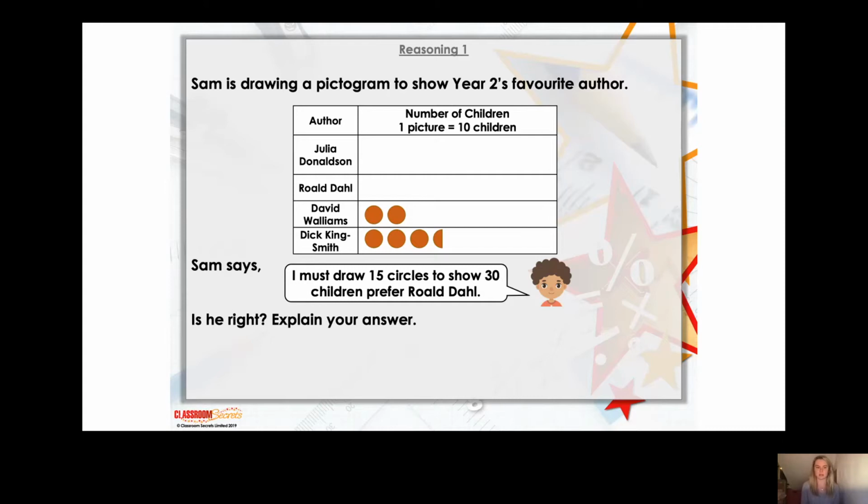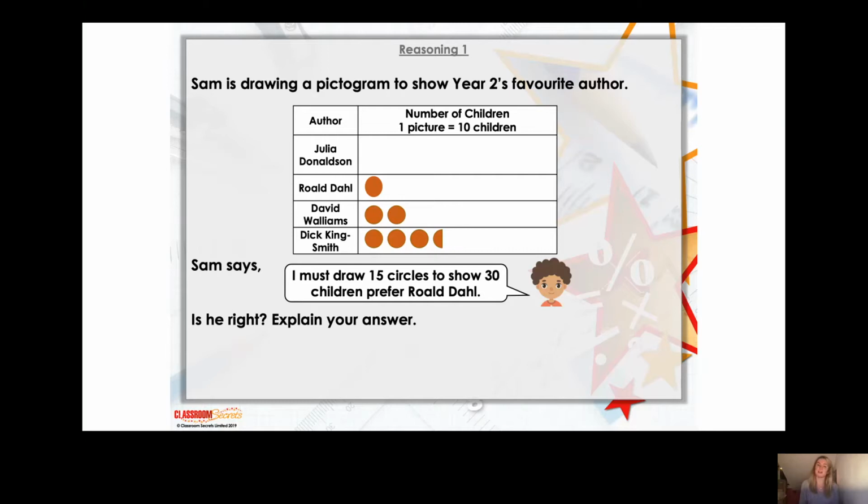Now, what does Sam say next? Well, Sam says, I must draw 15 circles to show 30 children. Well, we know that one picture represents 10 children. So there we go. There's our first picture, which represents 10 children. Now, we are counting in tens. So could you pause the video and have a go? How many more circles am I going to have to draw to show 30 children?